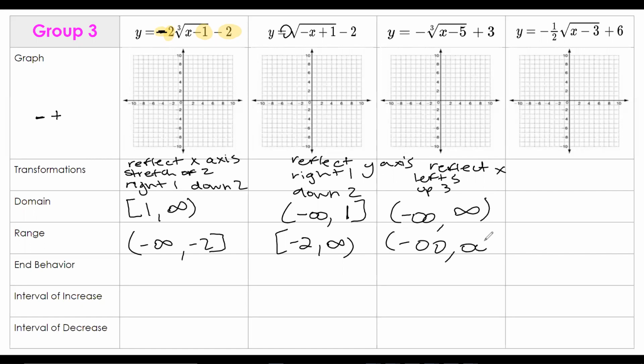Same thing for our range, right? Jared brought up a good point. Since it's a cubic root, that is what it's going to be always for cubic roots. Okay.